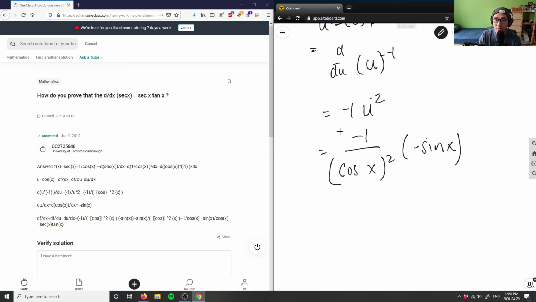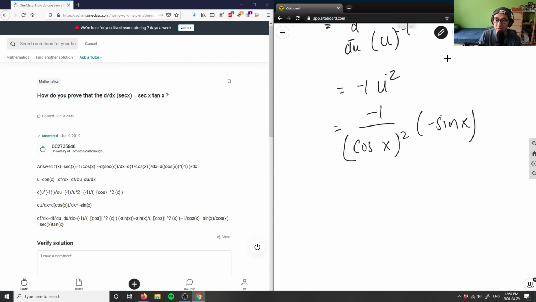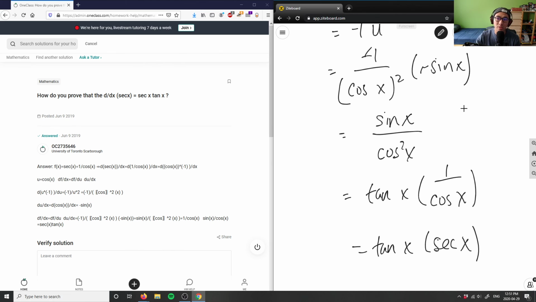So this here is my derivative of this function. And then what I'm doing is simply proving this will equal secant x times tangent x, right? So these negatives cancel out, and I have sine x over cosine x squared. And this here, again, sine over cosine is tangent, right? So I can take out a sine and a cosine here, which is tangent x times, and then this is simply just 1 over cosine here. And this here would equal tangent x times secant x. So this here will be my solution for this problem.